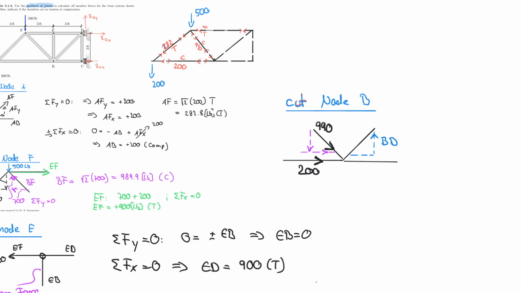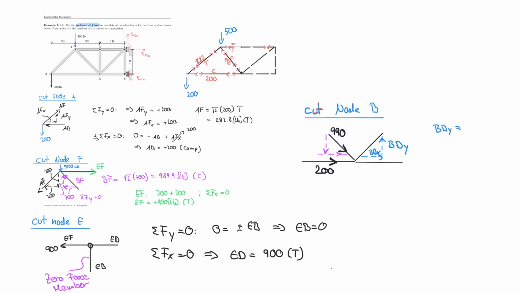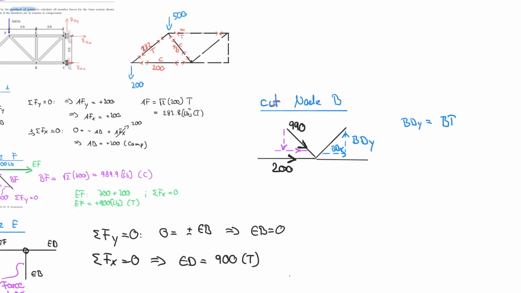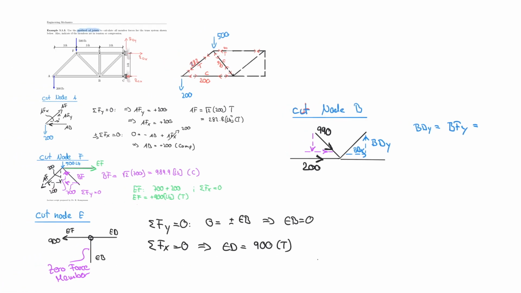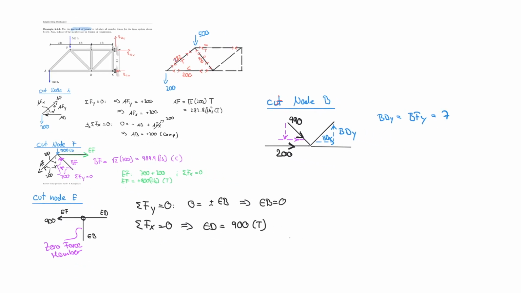So BDY and BDX. And so BDY must be equal to, what was the other member? BF. So BFY. So now all I need to do is find BFY. Where did I calculate BFY? I did that right here. So that's 700. So I know that that is equal to 700. And now I can use that to also find BD. So BD now by default also must take on that value of square root of 2 times 700, which is equal to 990. And that is in tension.